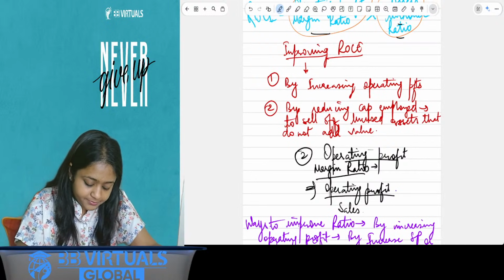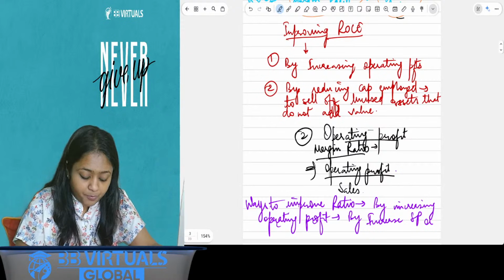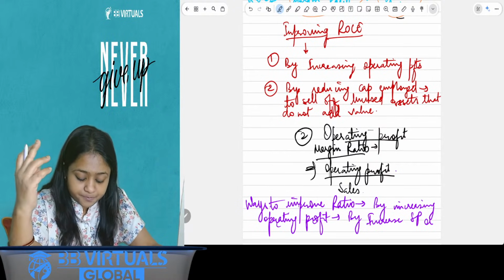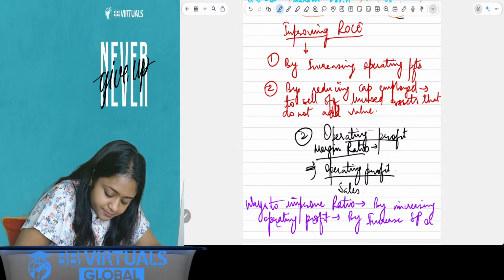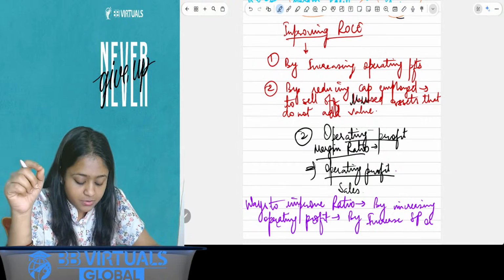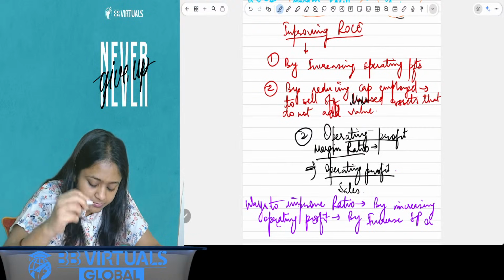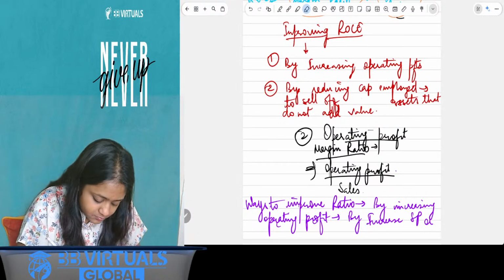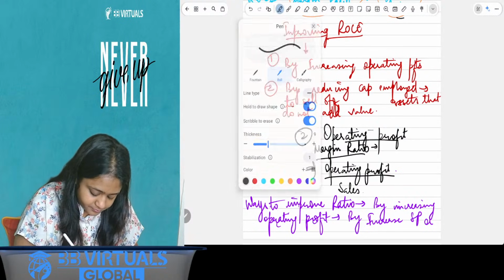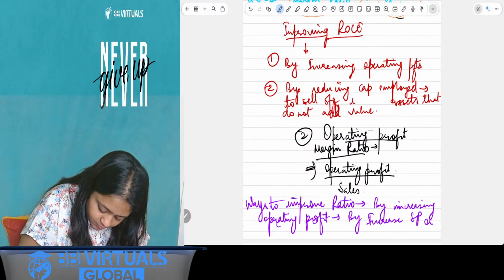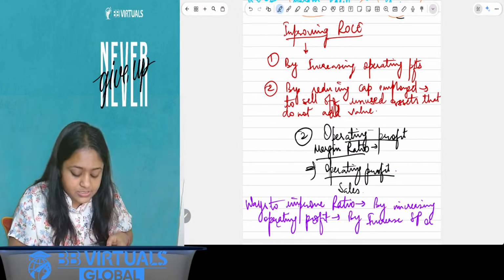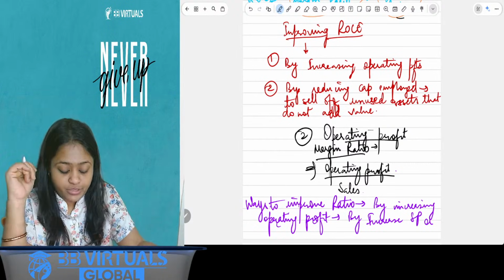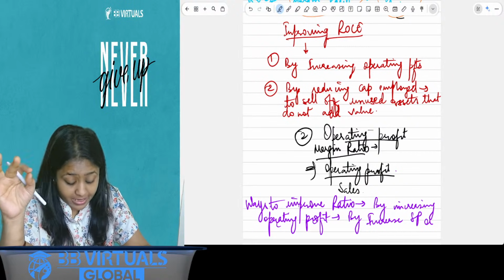Okay. So we can also reduce capital employed by selling off the unused assets. Okay, we can, yeah, I'm sorry, I'll just do the correction. Okay, so we can reduce the capital employed by selling off the unused assets that do not add value.